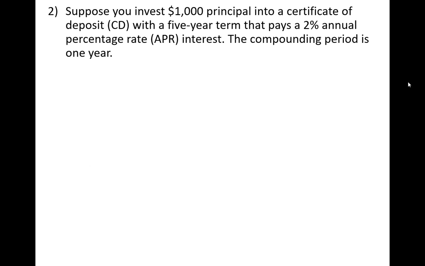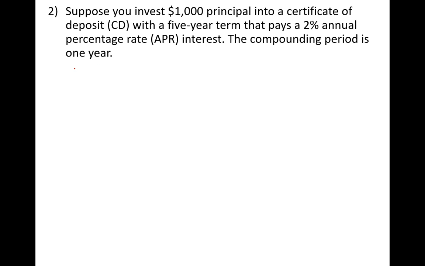Just suppose you invest $1,000 principal into a certificate of deposit, which is a CD, with a 5-year term that pays a 2% annual percentage rate. That's what we just did. The compounding period is 1 year.